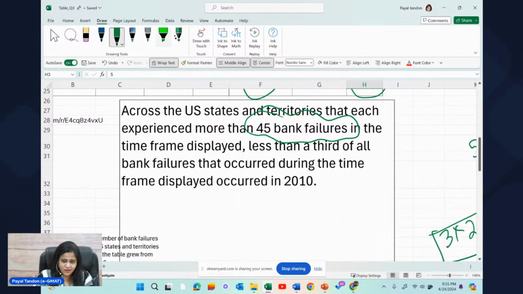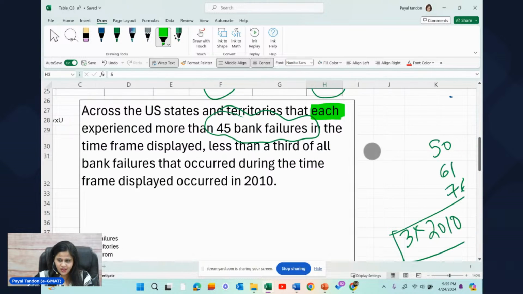And another thing that it's saying is each. Okay, so the minute I find one territory that doesn't meet this criteria, I can answer this statement as no, and I can move on. Okay, that's another thing which you have to keep in mind. Watch for these words: all, each. Understand the criteria that is there.